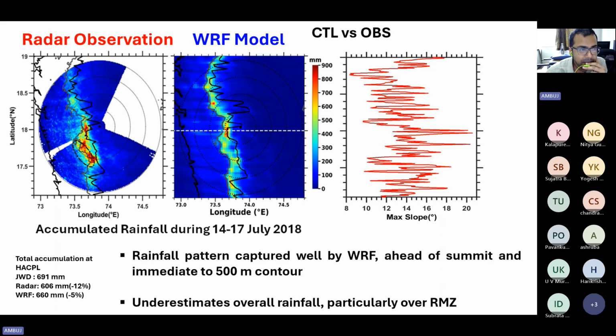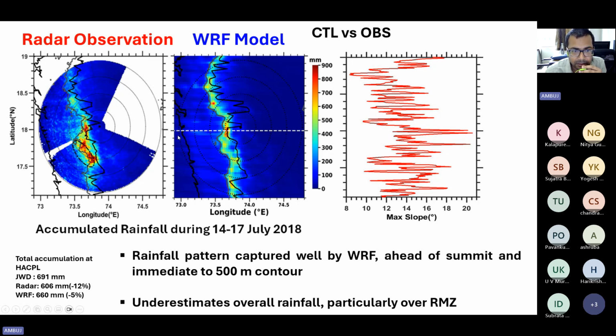Now, this slide compares radar observation with respect to WRF simulations during this simulation period, that is 14 to 17 July 2018. So we find that the rainfall pattern is actually captured well by WRF. WRF is also showing higher rainfall ahead of the summit and immediate to the 500-meter contour, in agreement with the radar observations. However, there is a very large underestimation of rainfall, particularly over RMZ.